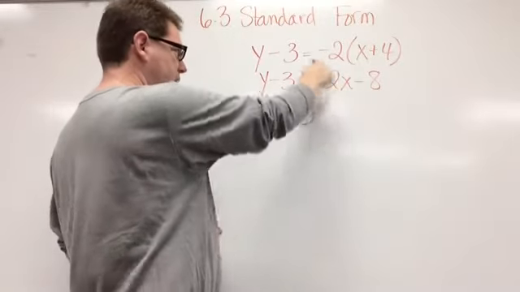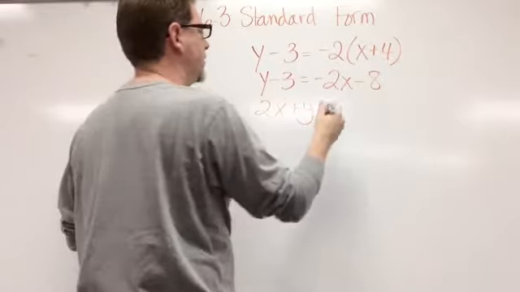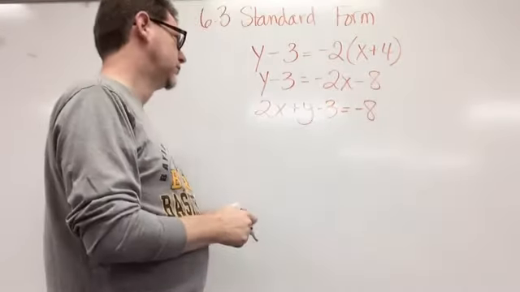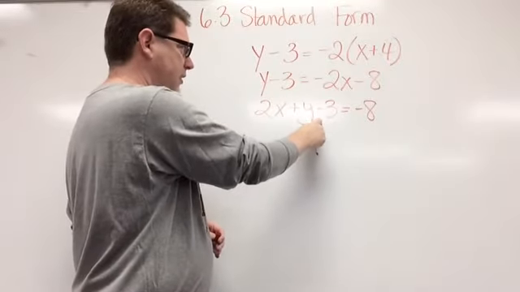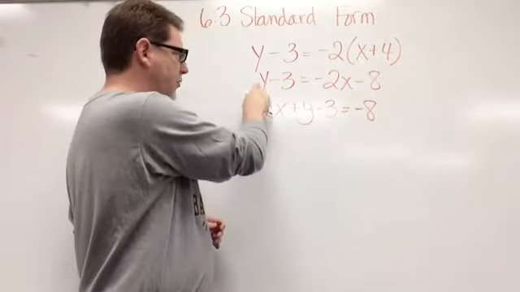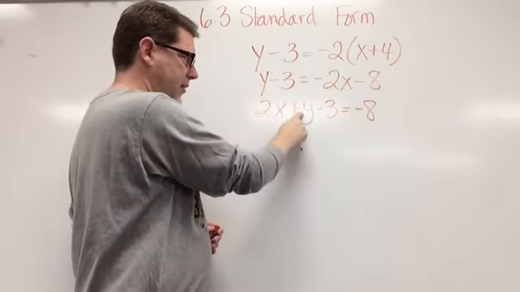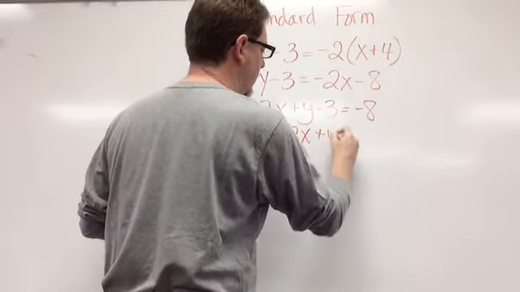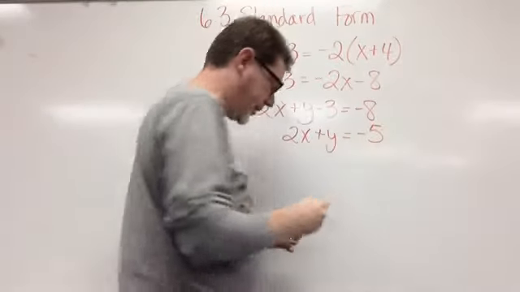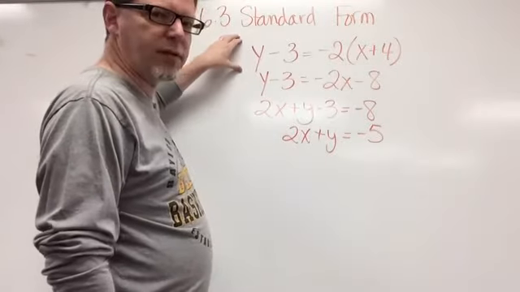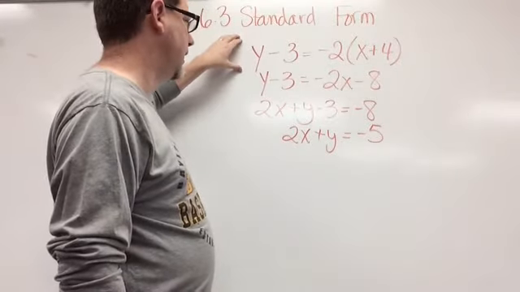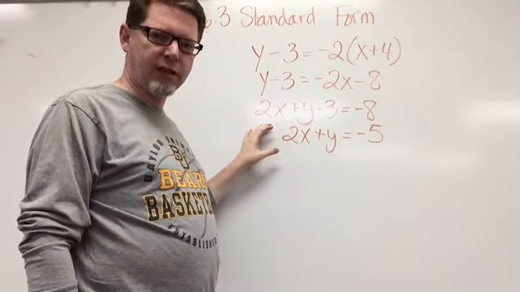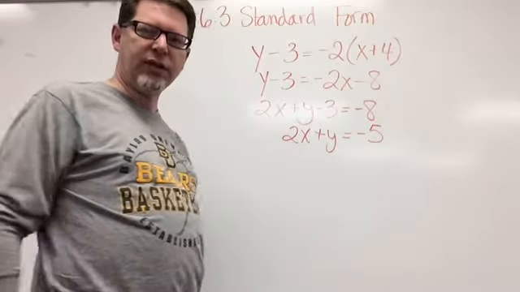Remember, when the negative 2x crosses the equal sign, it becomes positive. Minus 3 equals negative 8, because I still have that negative 3 that I'm dealing with on that side, and negative 8. Notice that y is positive, so y is added. So now I'm going to add 3 to both sides, so 2x plus y equals negative 5. Started with point slope form, and then I converted it to standard form. That's all we're doing today, converting.